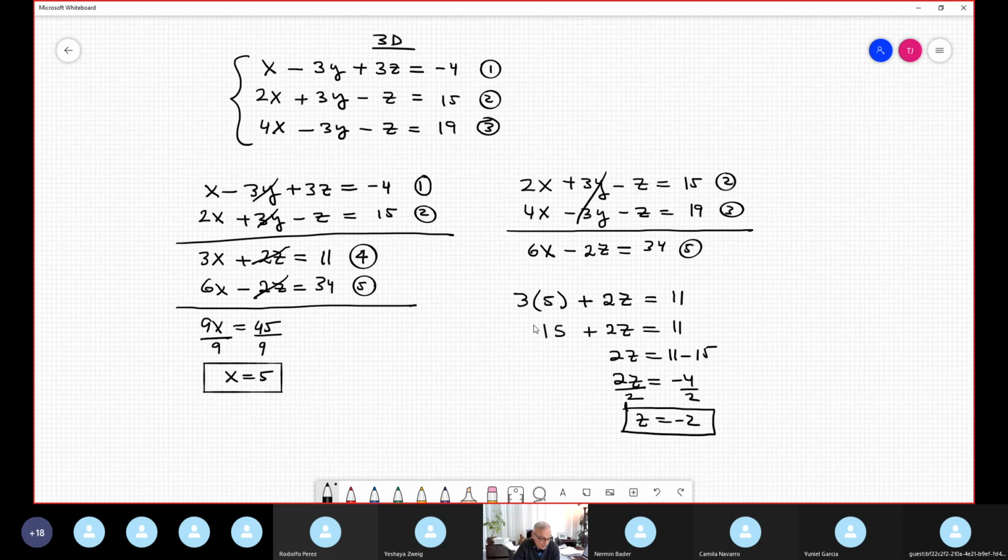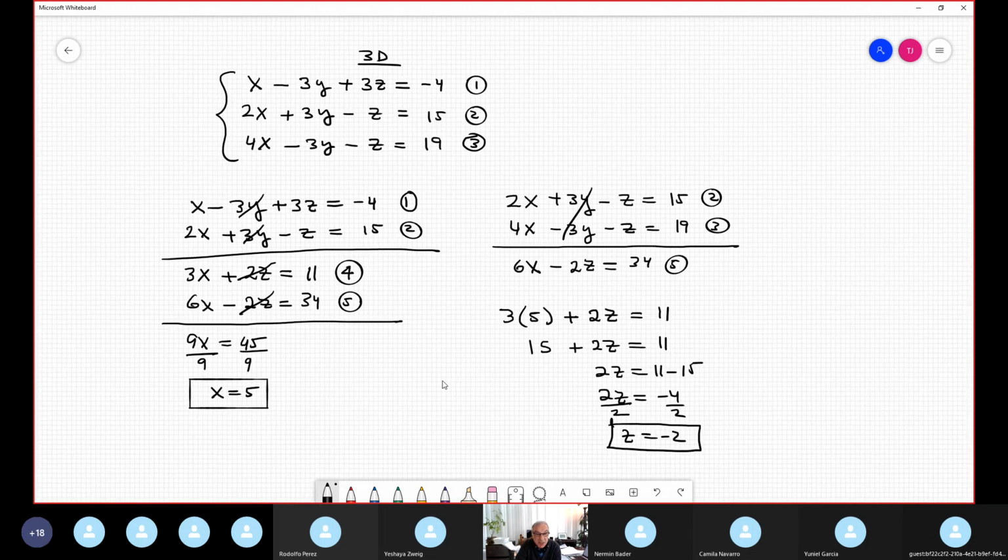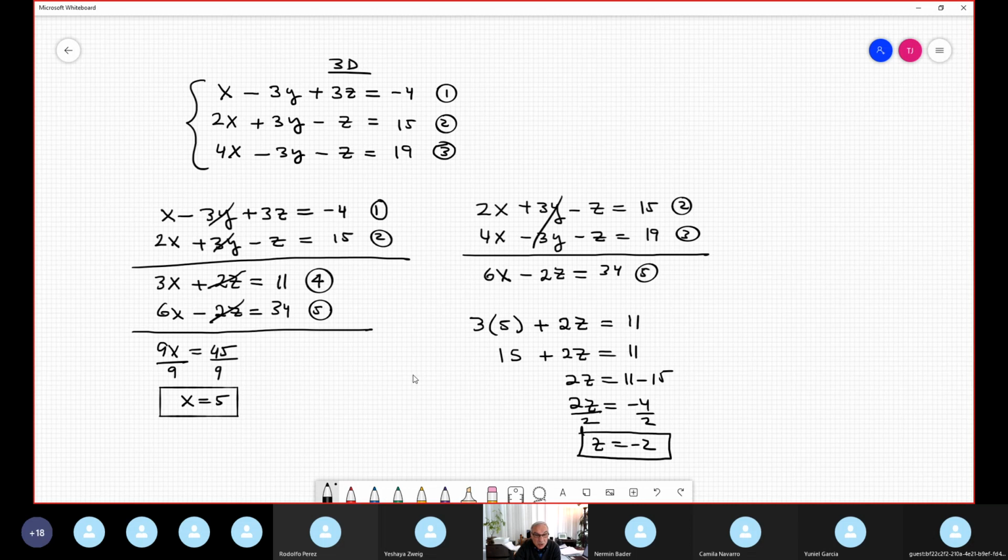Well, when you have 2 values in hand, you can select either 1, 2, or 3. I have no idea, I select 1, because I consider it good. So x is 5. Use substitution: 5 minus 3y, since I have no idea what y is, plus 3z, which is 3 times -2. Be careful with the signs. Equal -4. Beautiful. So 5 minus 3y minus 6 equal -4. Positive 5 and -6 is -1.